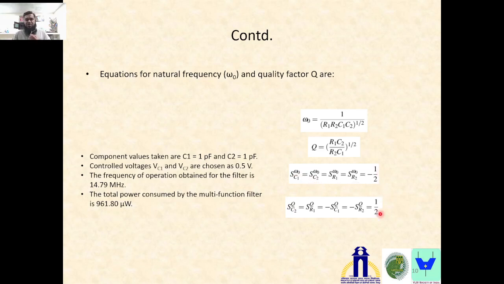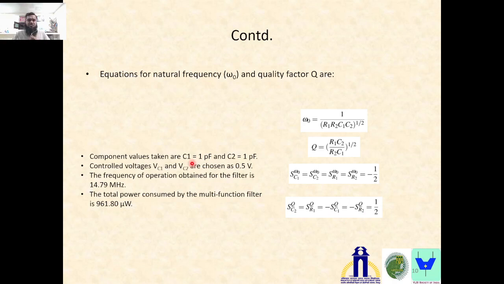They both have a magnitude of half, and the signs are different for both. That is, for natural frequency it is minus half, and for quality factor it is plus or minus half. For R1 C2 it is plus, for R2 C1 it is minus.